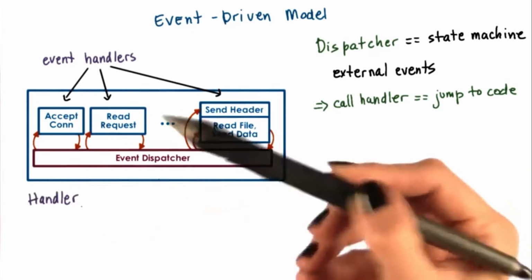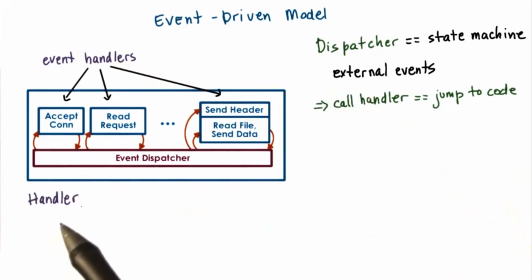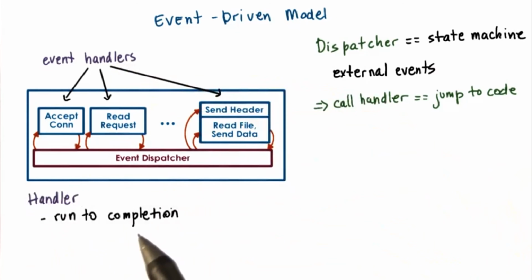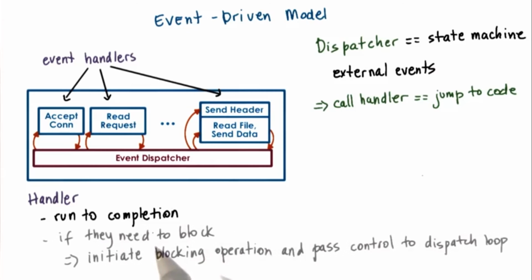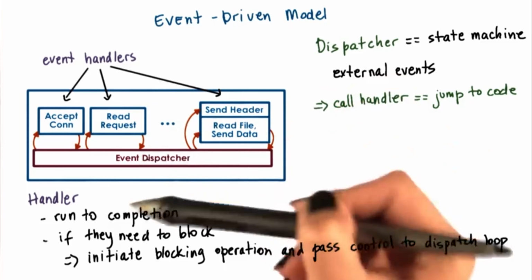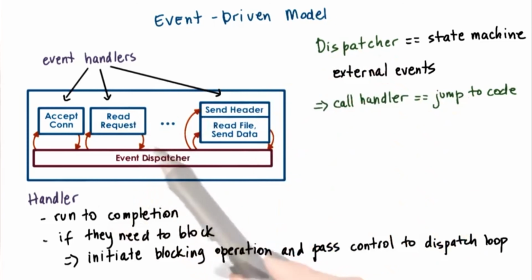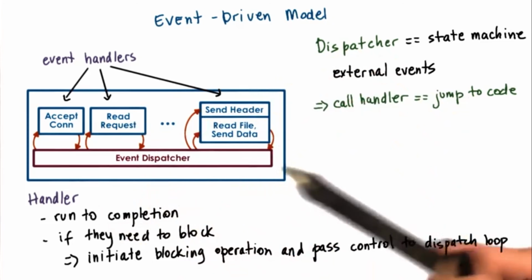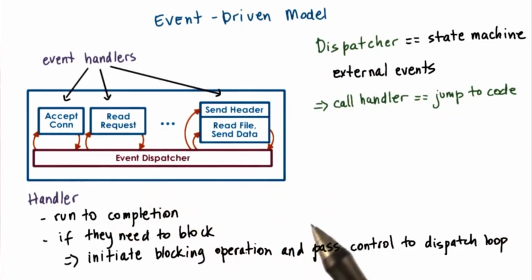So whenever an event occurs, the handlers are the sequence of code that executes in response to these events. The key feature of the handlers is that they run to completion. If a handler needs to perform a blocking operation, it will initiate the blocking operation, and then it will immediately pass control back to the event dispatcher, so we will no longer be in the handler. At that point, the dispatcher is free to service other events or call other handlers.